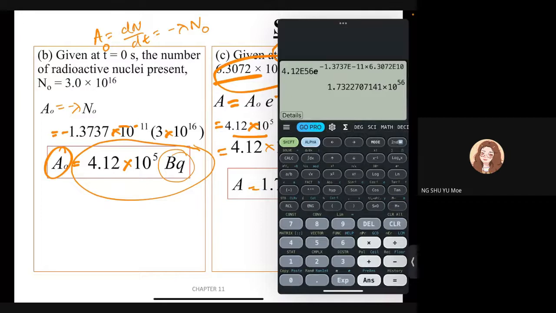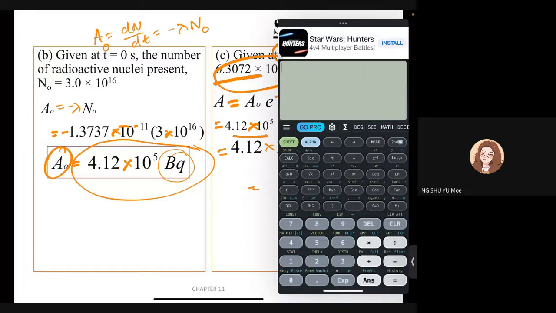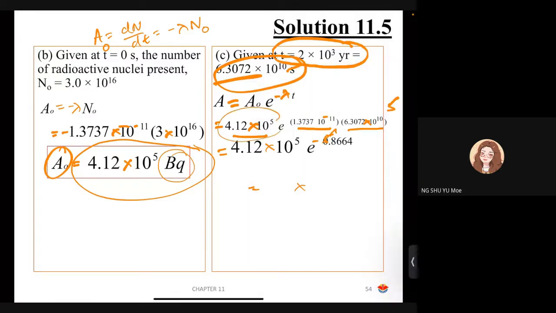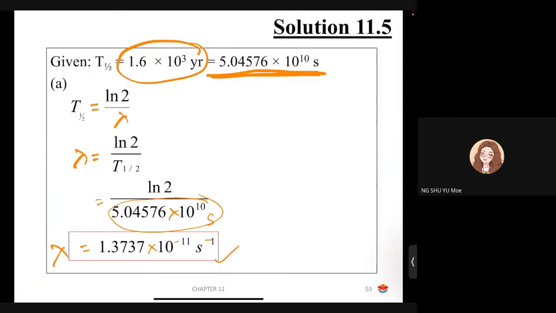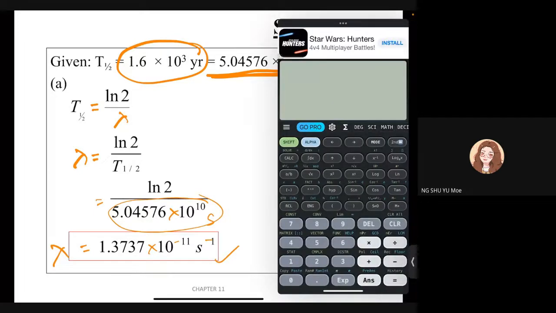So yang ni saya salah kira. Ni betul. Ni negatif ke positif? Ln 2 divided by 5.04576 power of 10. Negatif 11 betul.